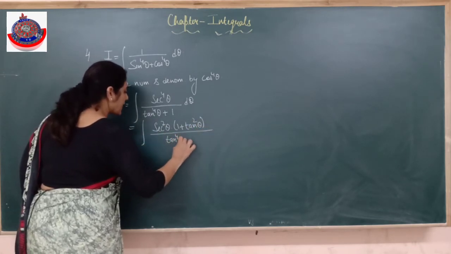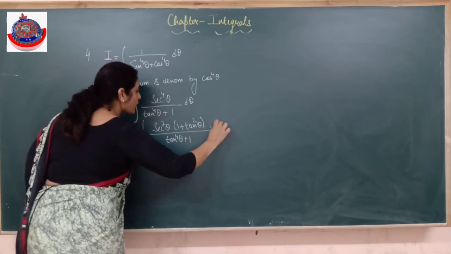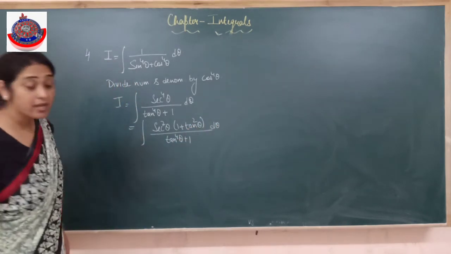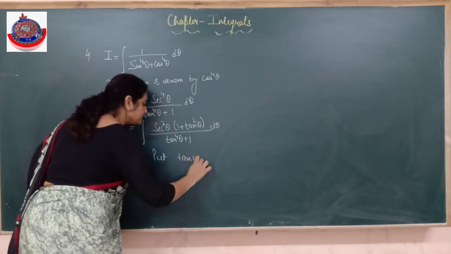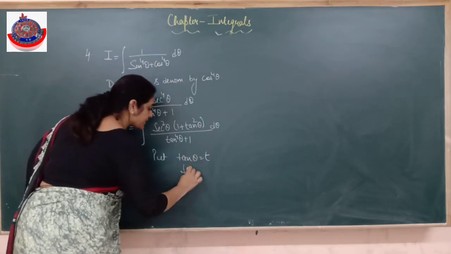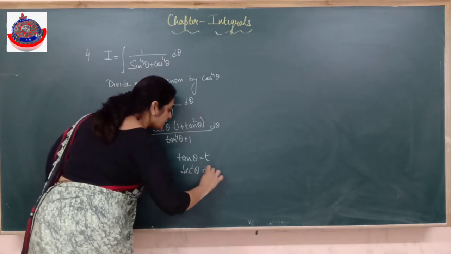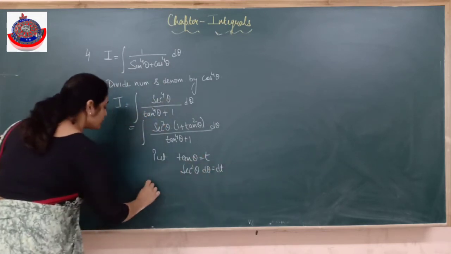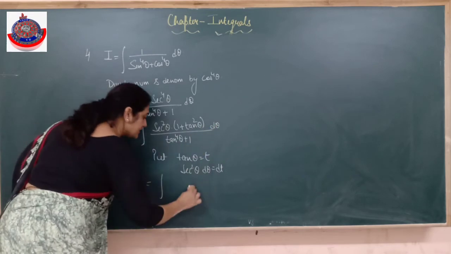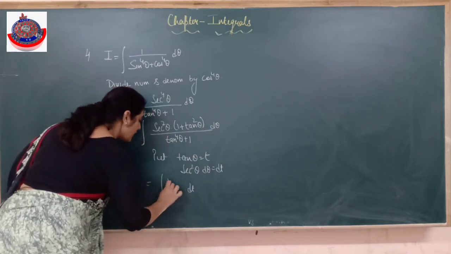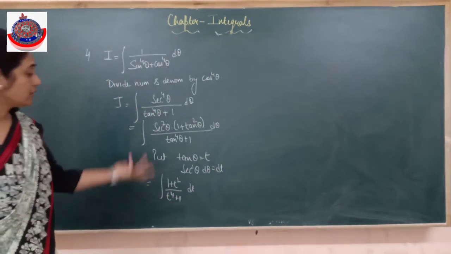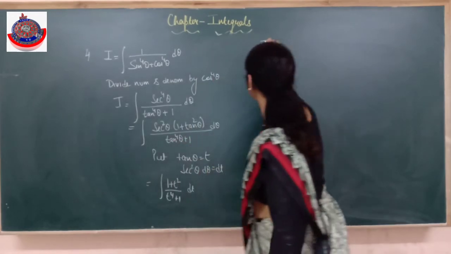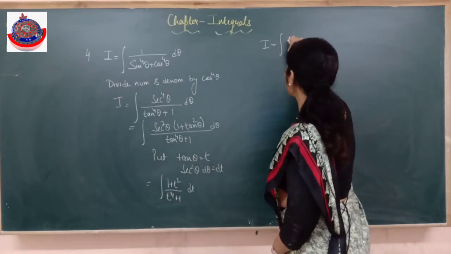Alright, and you know that whenever we have a combination of tan and secant square, we always substitute tan theta. So it has become secant² theta d theta dt. Put the value, secant² theta d theta is dt. This is 1 plus t² upon t² plus 4 t⁴ plus 1. So I got the form. This is my form.